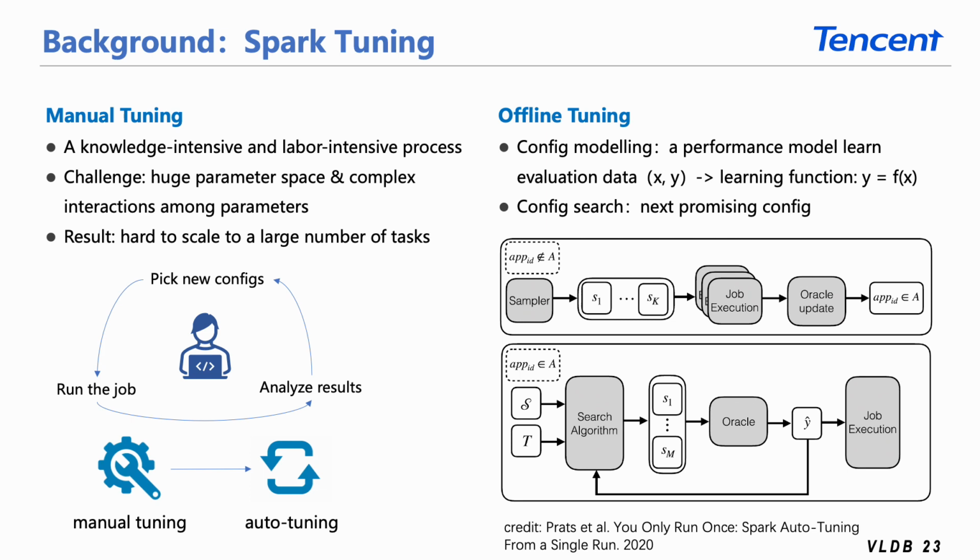Lots of methods fall into the scope of offline tuning. Concretely, they collect training samples by running jobs with different configurations on a long production cluster, and then train a performance model to suggest new configurations for Spark job. Training such an accurate performance model involves lots of offline job executions, for example from 1,000 to 10,000. This process is very time-consuming and expensive.